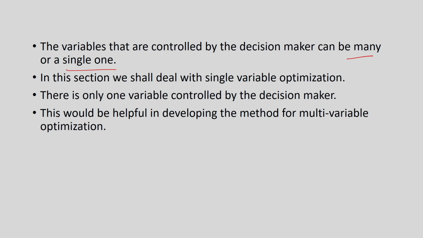In this section, we shall deal with single variable optimization. So, there is only one variable controlled by the decision maker. It might seem a little bit limiting in our scope, but this particular section or module will be extremely helpful because it will give us valuable insights of how to do general optimization, that is how to do multivariable optimization.